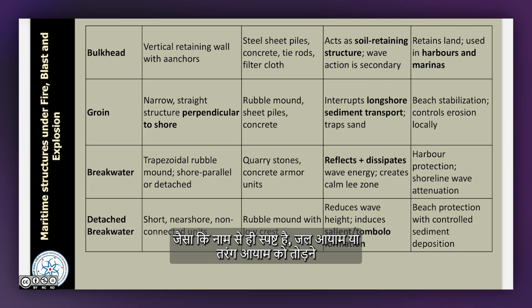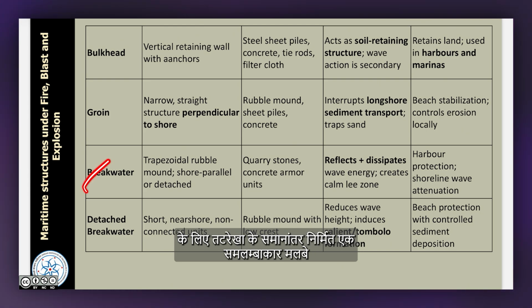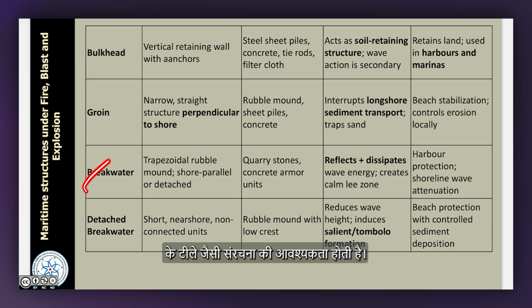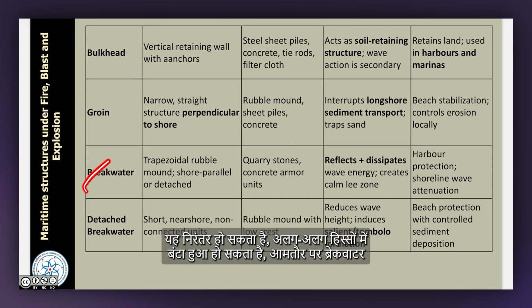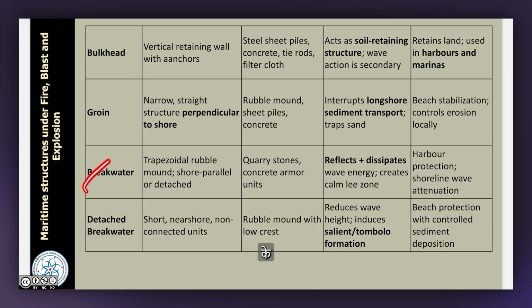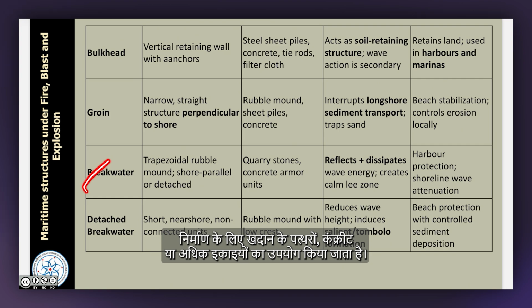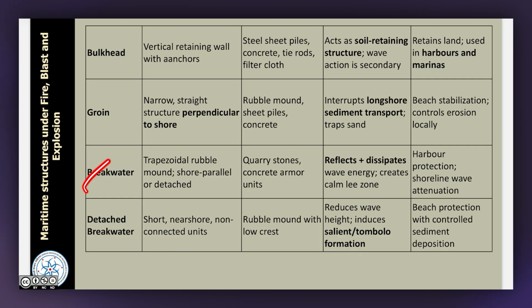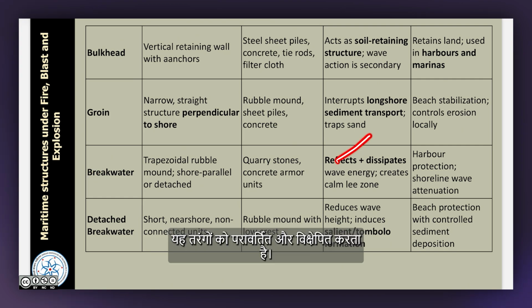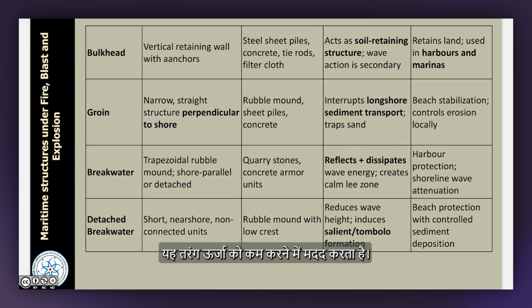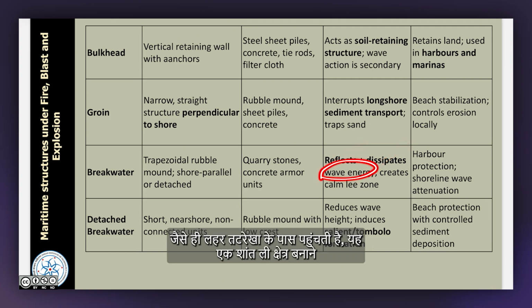Breakwaters, as the word says, are meant to break the water amplitude or wave amplitude. It is a trapezoidal rubble mound construction constructed parallel to the shoreline. It can be continuous, or it can be detached. Usually quarry stones and concrete armor units are used to construct breakwaters. It reflects and dissipates waves. It helps reduce wave energy as waves approach the coastline.